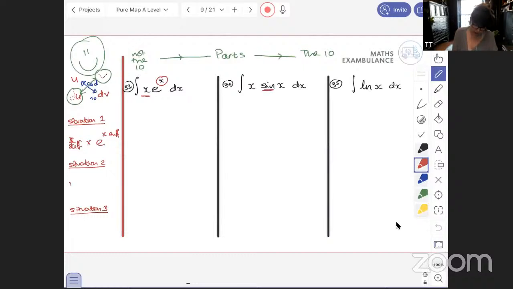Situation 2, x stuff could be x squared, but it's a bit of a pain, times e to the x stuff. Situation 3, trig x stuff times x stuff. By trig, it could be sine, something you can integrate: sine, cos, sec squared, cosec squared. Well, you probably wouldn't have sec tan and cosec cot, but you could.